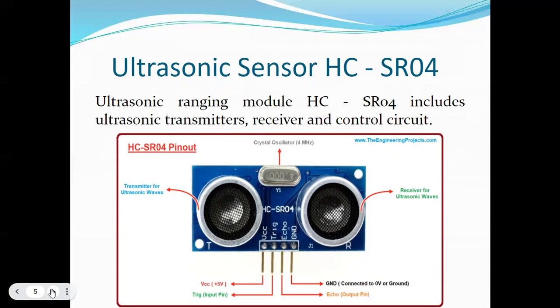This ultrasonic ranging module HCSR04 includes ultrasonic transmitters, receivers, and control circuits. It has a crystal oscillator of 4 MHz, a transmitter for ultrasonic waves, and a receiver for ultrasonic waves. And it has an operating voltage of about 5 volts, a ground pin, a trigger input pin, and an echo pin to control the signal.